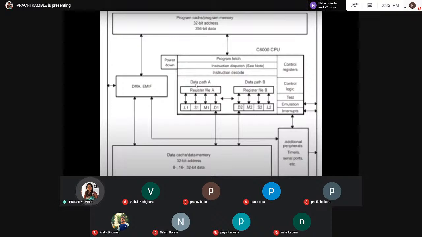Then the third unit is the expansion bus. I will just write down all the names. Let me explain that first, and then I will write down all the names.